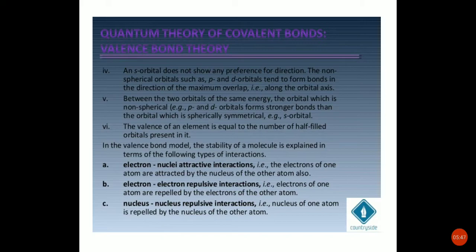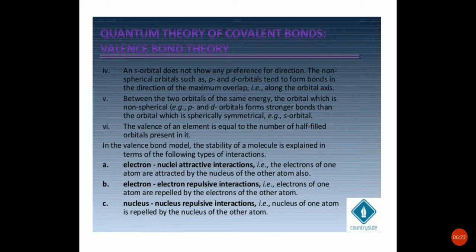So we can see the first one, electron-nuclear attractive interaction. The electrons of one atom are attracted by the nucleus of the other atom. So when two atoms take part in bonding, what is meant is the attraction between the electron of one atom and the nucleus of the other atom, because the nucleus has positive charge and the electron has negative charge. That is an attractive interaction. And the second one is electron repulsive interaction.